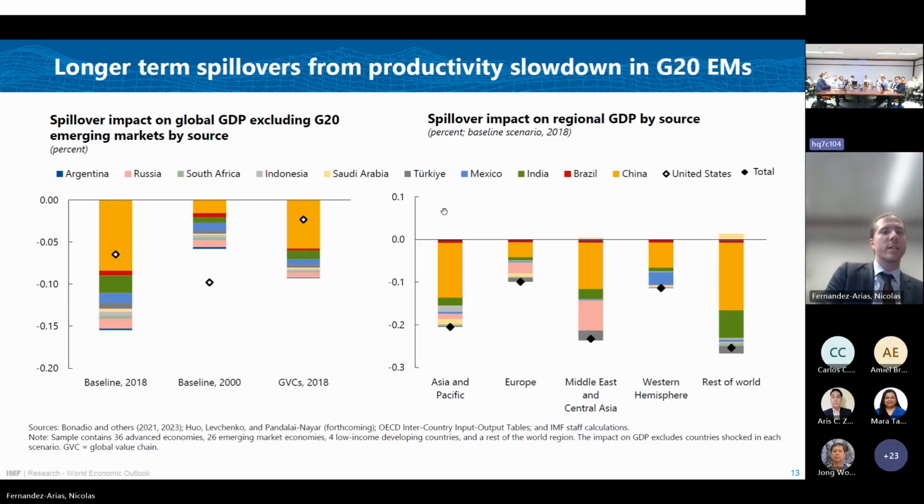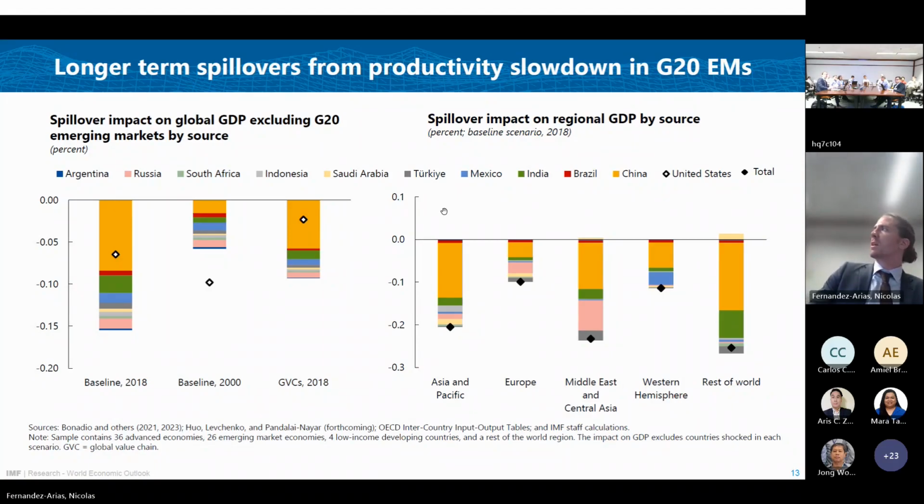The third bar of the panel shows the results of a scenario where we shock, in the same way, only sectors in G20 emerging markets that are particularly integrated into global value chains. And we see, in that case, the impact on output domestically in G20 emerging markets is a little bit more than 1/3 of what it was in the first scenario, but the impact on global output is a little bit less than 2/3. So this speaks to the particular importance of these sectors' shocks for spillovers through global value chain channels. And in particular, we compare again to the United States, which is even smaller by comparison in this scenario.